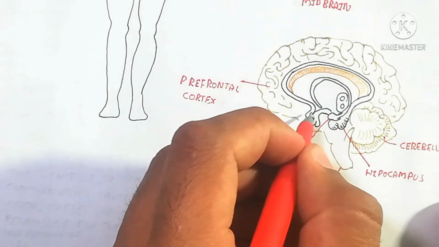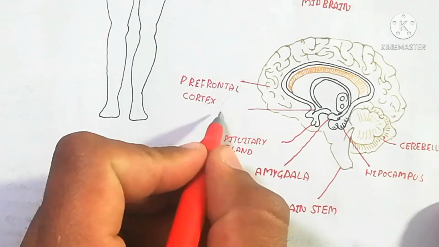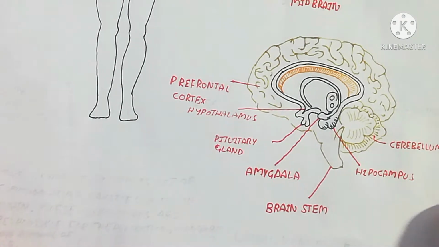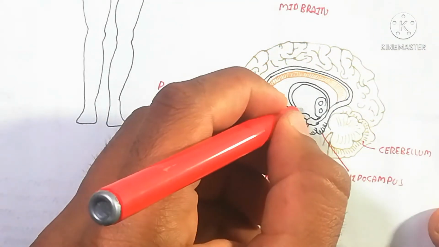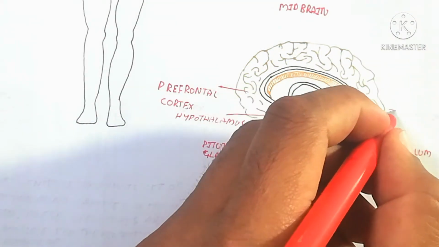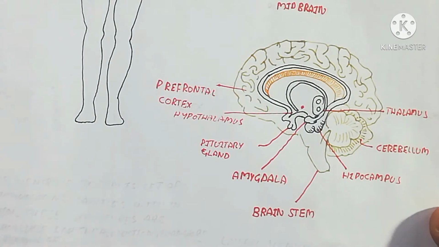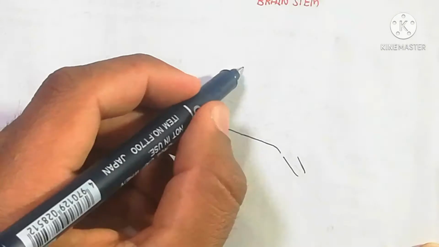Here is the thalamus, which they are showing here, and I will not explain the hypothalamus and thalamus now. In the next video we will discuss the hypothalamus and thalamus. Here is the brain stem, and all of this is related to the limbic system. Next we will discuss the ventricle.